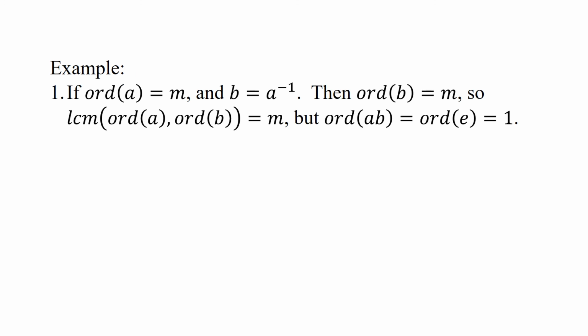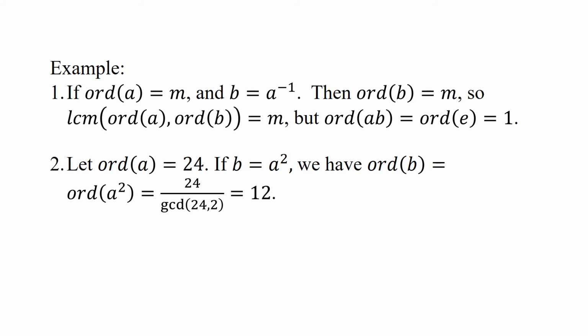Here's an example to illustrate that. Suppose I take an element A of order m and let B be its inverse. I know that the order of B is m. Therefore, the least common multiple of their orders is the least common multiple of m and m. That's, of course, m. But when I multiply A times B, I get the identity, so the order is 1. So here's an example where the order of the product is a divisor of the least common multiple of the orders, but is not equal to it when m is not 1.